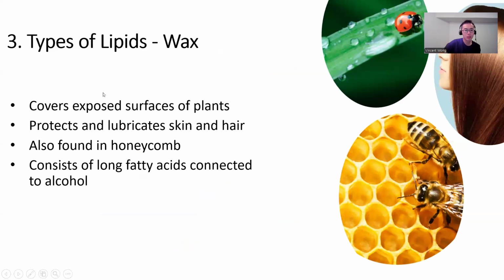Next, we have wax, which covers exposed surfaces of plants. They protect and lubricate skin and hair. We know that already. Also found in honeycombs. A lot of cosmetics are derived from honeycombs. Beeswax. There is beeswax chapstick, for example, lip balm, and all sorts of stuff. It's like they make it more organic, right? Supposedly. And it consists of long fatty acids connected to alcohol. Exactly what we wrote down in the summary. Okay, that's all for wax.